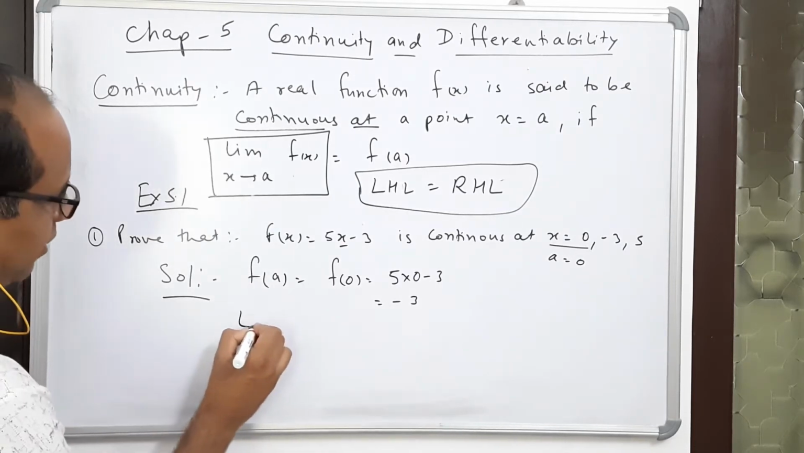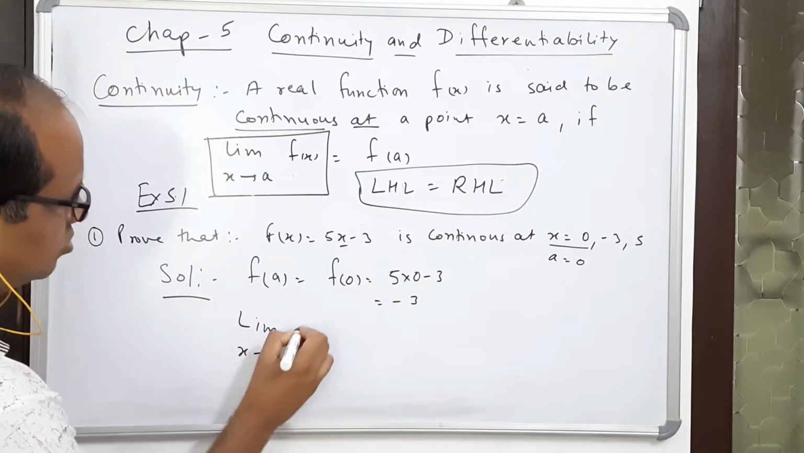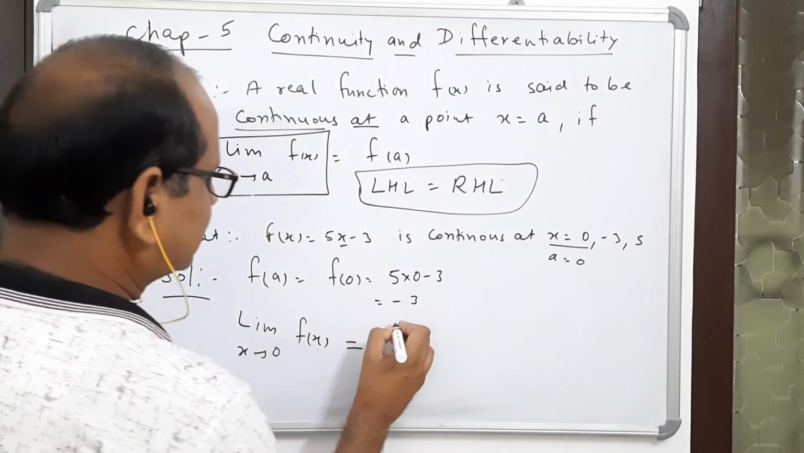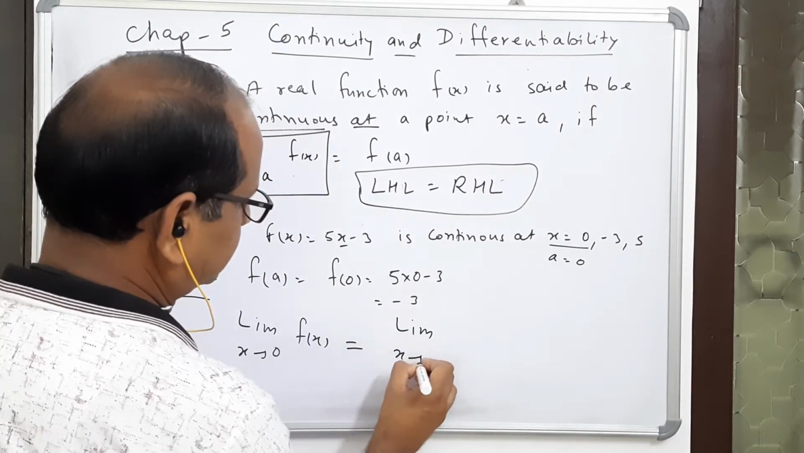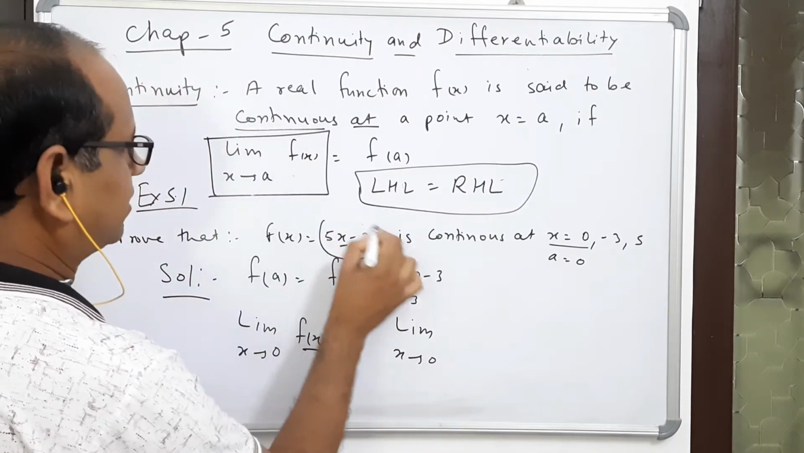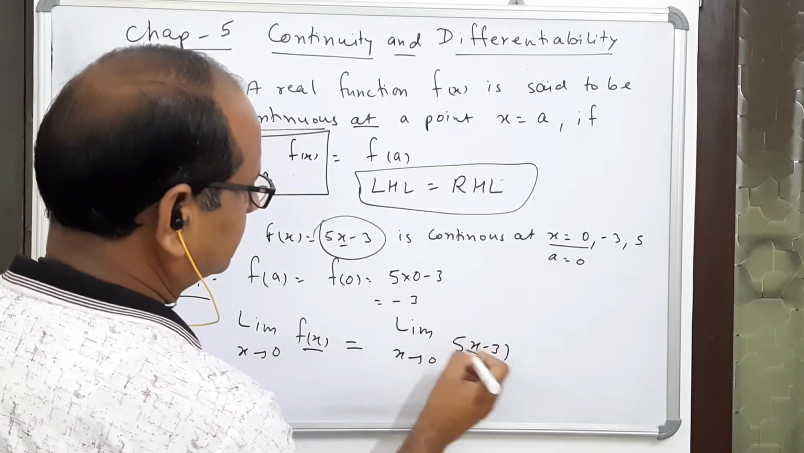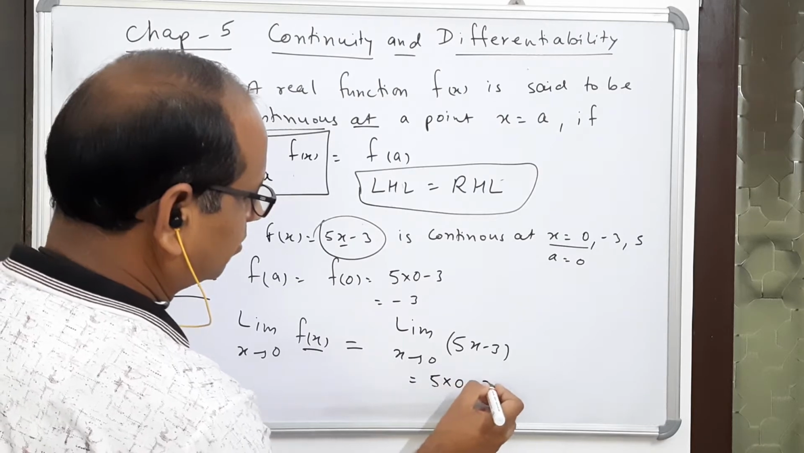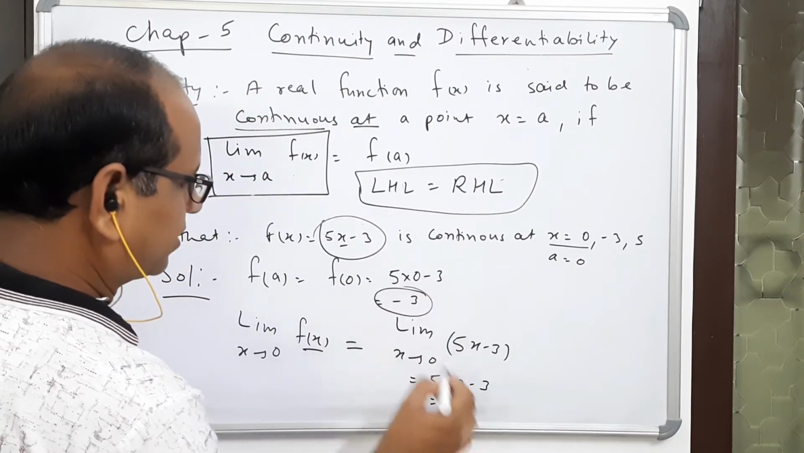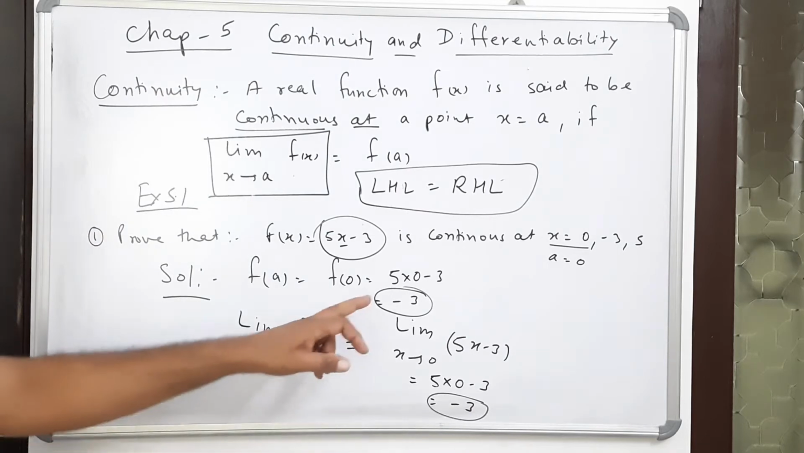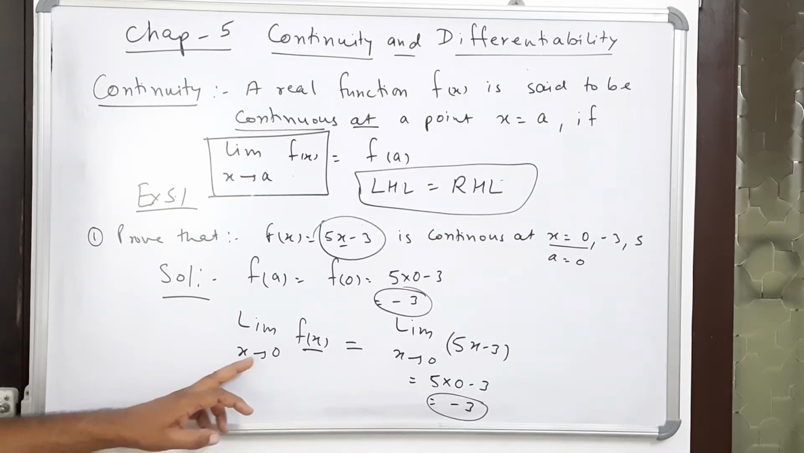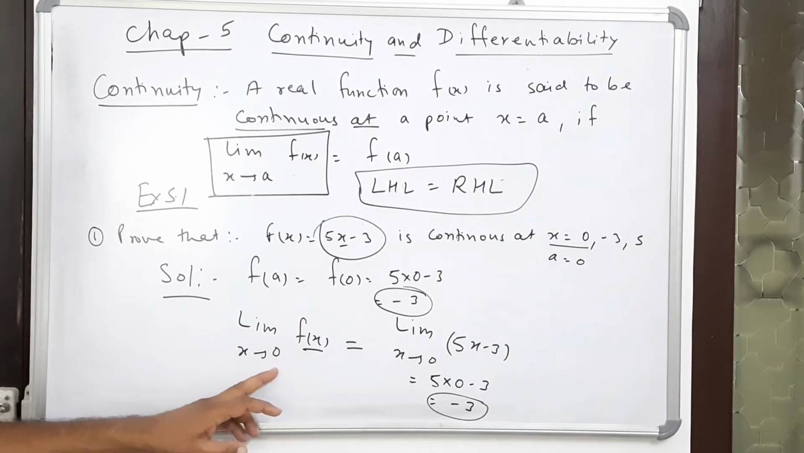Now in the second part we calculate the limit as x tends to 0 of f(x). Please see this part. This is the first step. The second step is the limit as x tends to 0 of f(x). What is the value of f(x) here? 5x minus 3. And now we calculate this value. So this value is also minus 3. So what do you observe here? That these two are equal. That is, f(0) is equal to the limit of f(x) at x equals a. And here the value of a is 0.